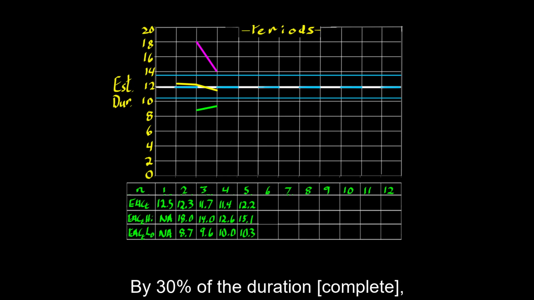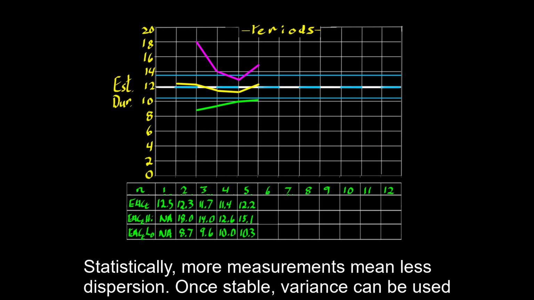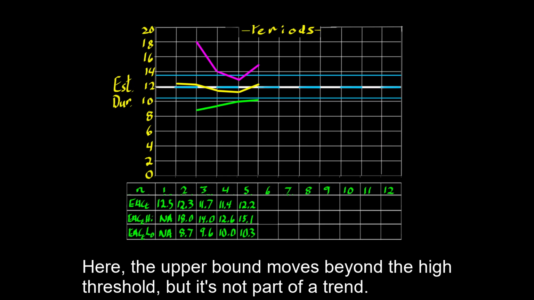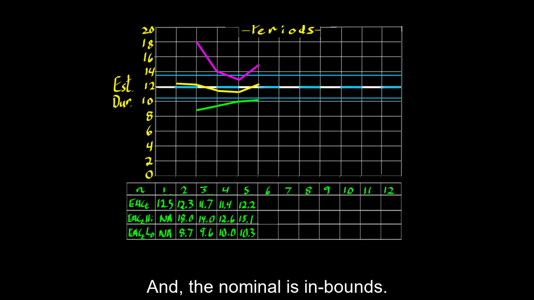By 30% of the duration, the estimates stabilize. Again, that's expected. Statistically, more measurements mean less dispersion. Once stable, variance can be used for decision making. Here, the upper bound moves beyond the high threshold, but it's not part of a trend. The lower bound trends toward the low threshold, but finishes just below it. And the nominal is in bounds. So far, there's no call to action.